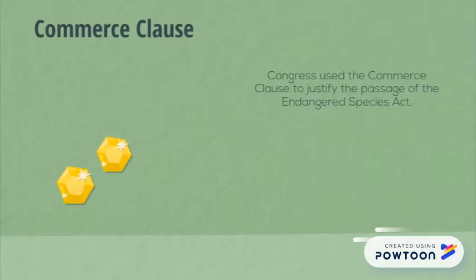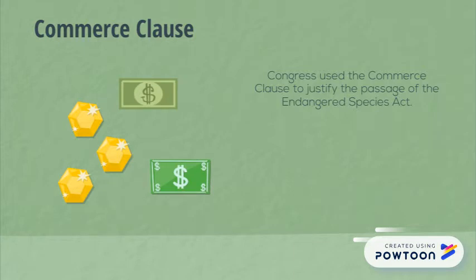Congress used the Commerce Clause to justify the passage of the Endangered Species Act. The amount of species in an area can range across states. This justification has been challenged for animals with a range entirely within a state, but the constitutionality of the Endangered Species Act was upheld.